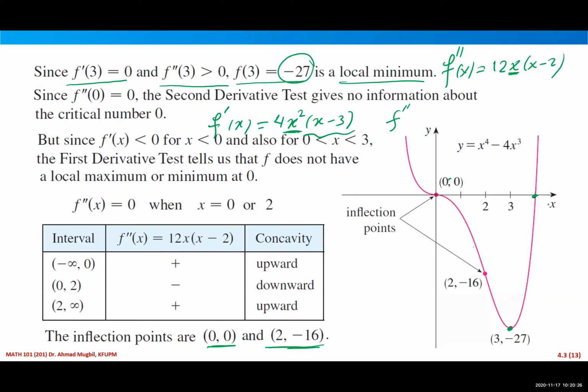And what about increasing and decreasing? We mentioned that it will have a local maximum and local minimum. Do we have a local maximum at 0? No, it is neither. We have only one local and absolute minimum. It is decreasing before 3, increasing after 3.